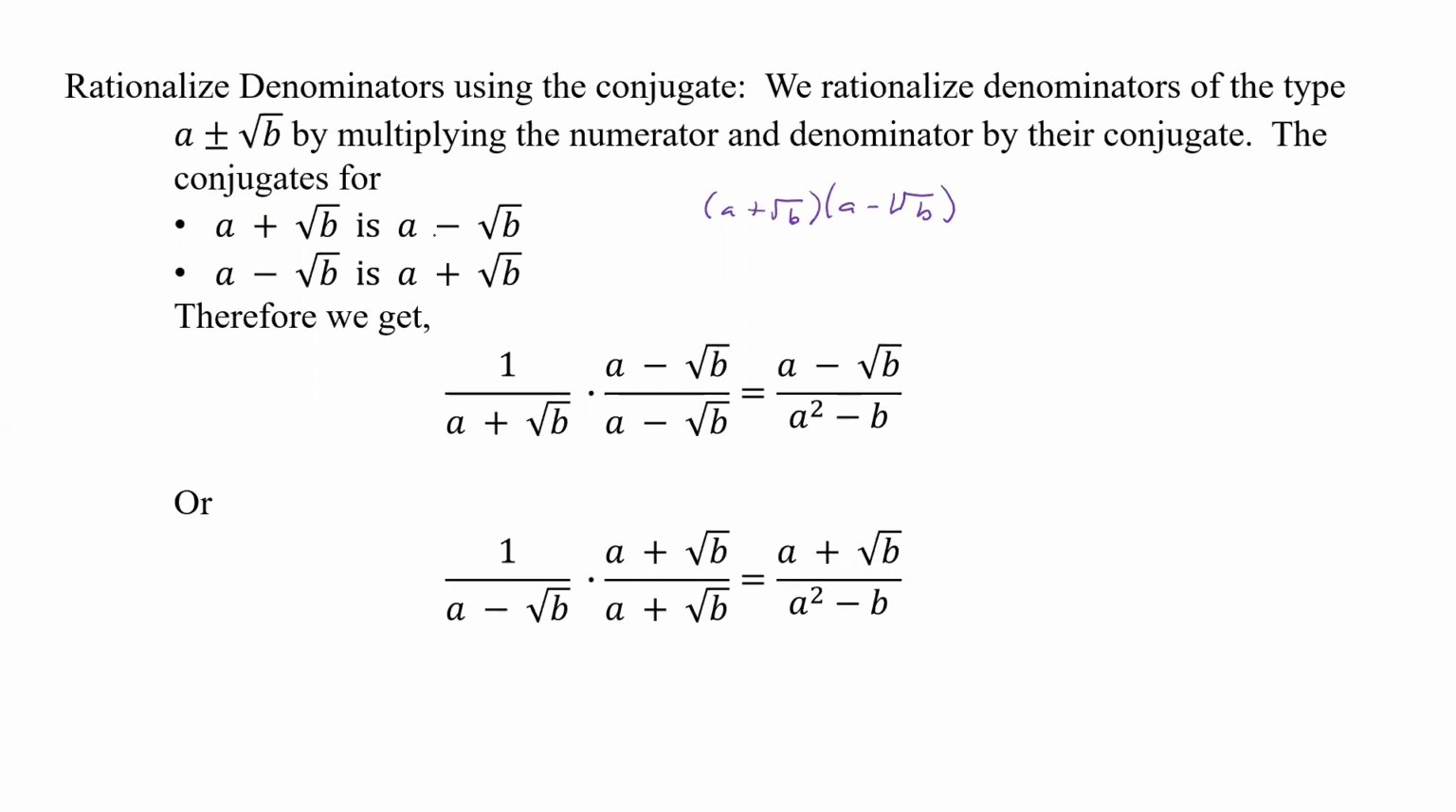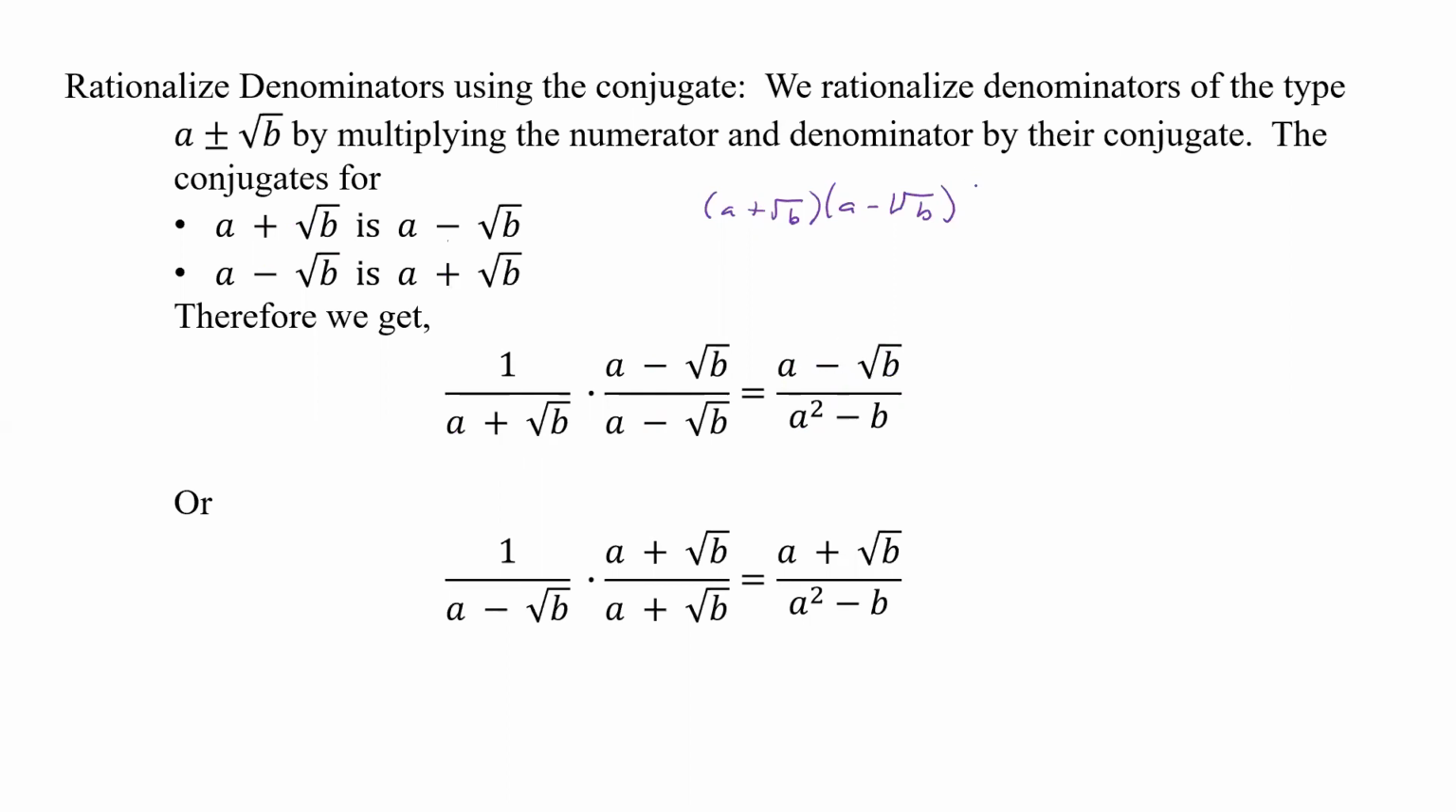So if we have the plus, the conjugate is a negative. If we have a negative, the conjugate is a positive. So if we initially had this fraction here, 1 over a plus the square root of b, the conjugate is a minus the square root of b. So we multiply numerator and denominator by that. And so the numerator, that's just a minus the square root of b.